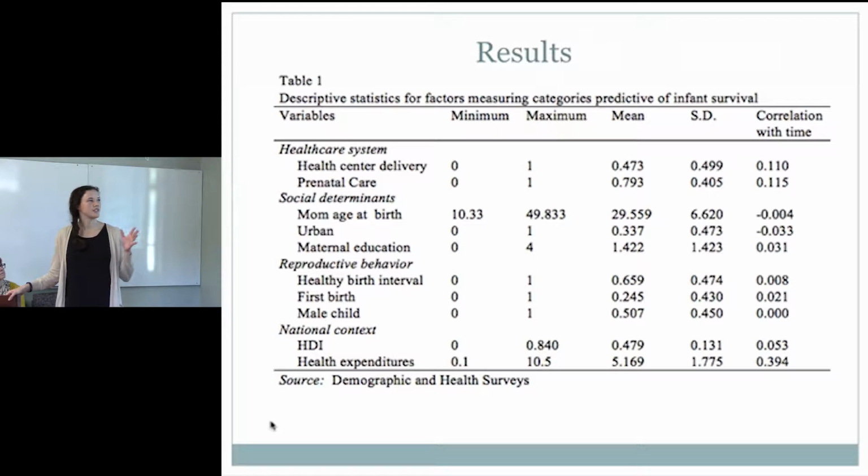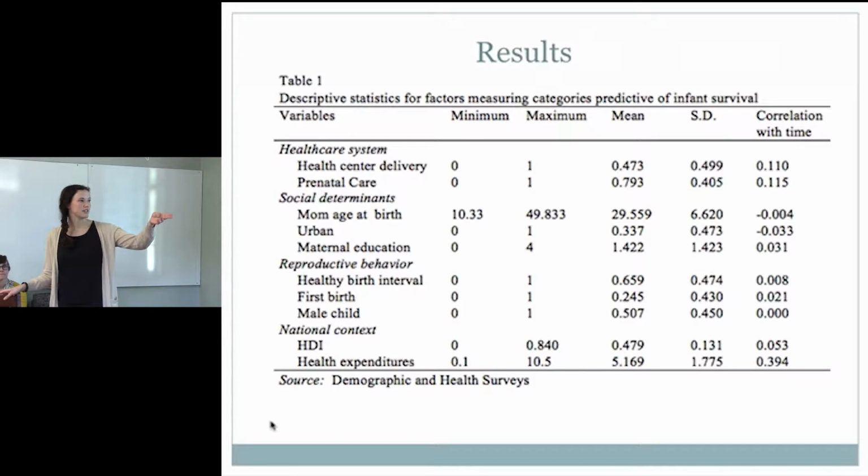So here is kind of a descriptive look at my different variables. Most are dichotomous variables, whether the child was delivered at a public or private health center versus not, whether the mother received any prenatal care at all or not. You can go through, but the interesting thing here is the correlation with time. And it shows that on average, a lot of these indicators aren't changing. They have a lot of room for improvement.